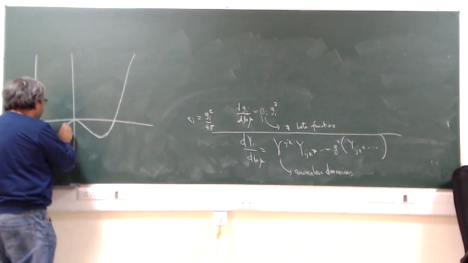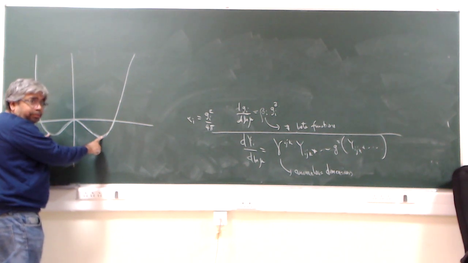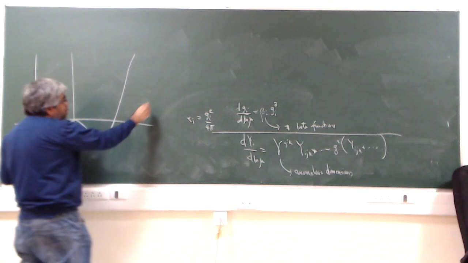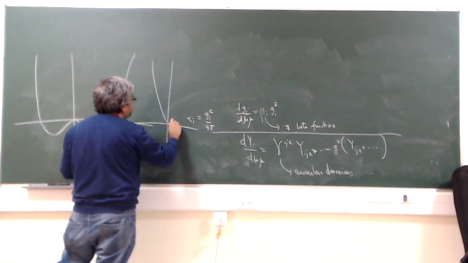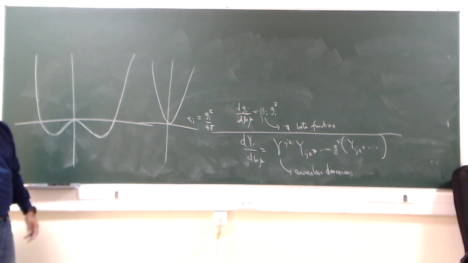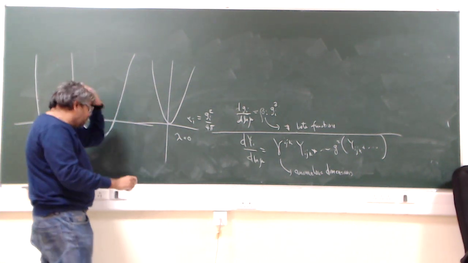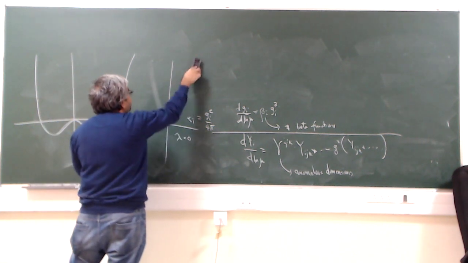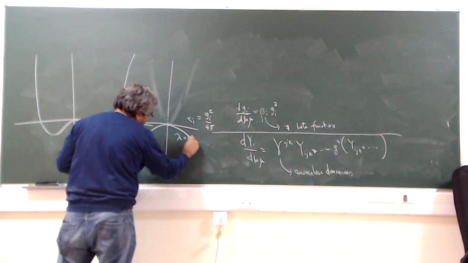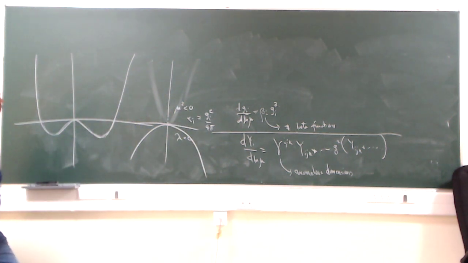I take mu squared to be negative. But then, if lambda is equal to 0, this potential takes the form again, it just becomes phi squared. Lambda becomes negative. But keeping mu squared negative, what happens when lambda moves to negative?